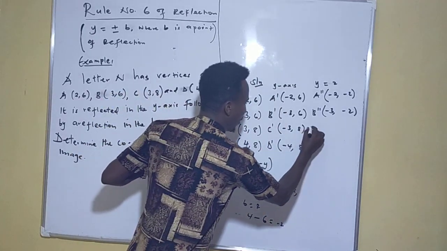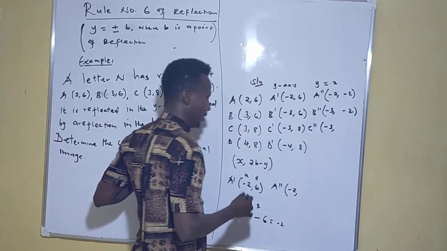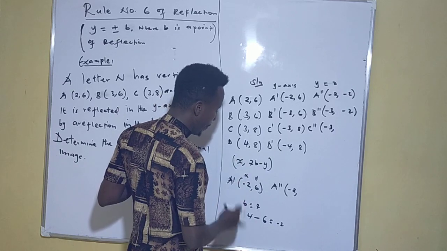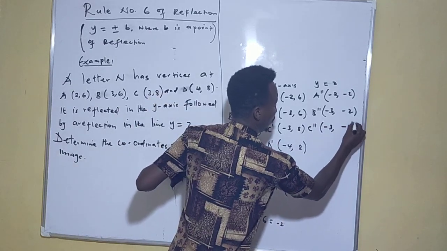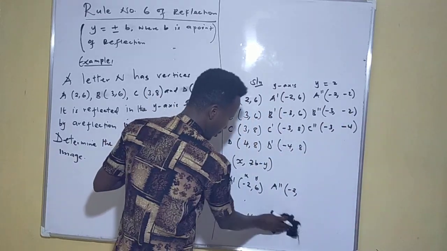Then go to C prime, C double prime. Write this one, negative 3, because x will never be affected. 2 times 2 again is 4. It will not change. 4 minus 8 this time. That's negative 4. 4 minus 8 is negative 4.